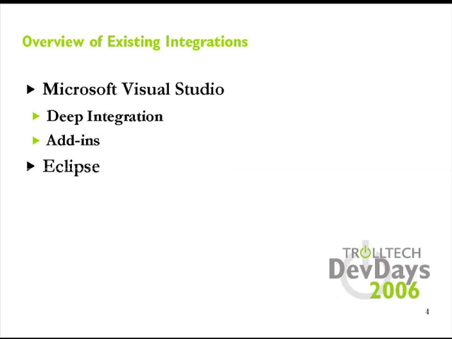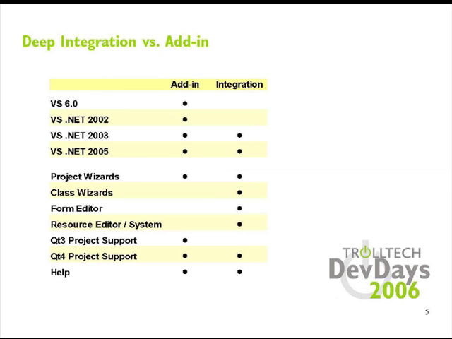Okay, overview of existing integrations. For Visual Studio, we offer two different things: a deep integration and add-ins. And then Eclipse. I will explain the differences between the integration and add-ins, because most people mix them up, or some people do not even know that they exist. The add-ins support all versions of Visual Studio, from Visual Studio 6 to 2005. The integration is only available for Visual Studio 2003, 2005, and the next one, Orcas, and what's coming next.